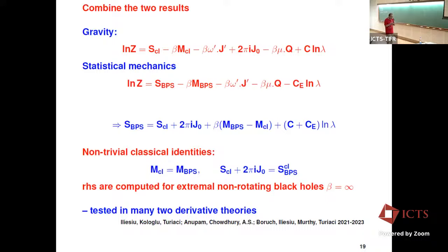So let's now compare the two results. This is the result from gravity, and this is the result from statistical mechanics. If we compare these two, then you see that we have an expression for S BPS, that is what we want to compute, in terms of the classical black hole entropy, the Wald entropy, and all these formulas over here.